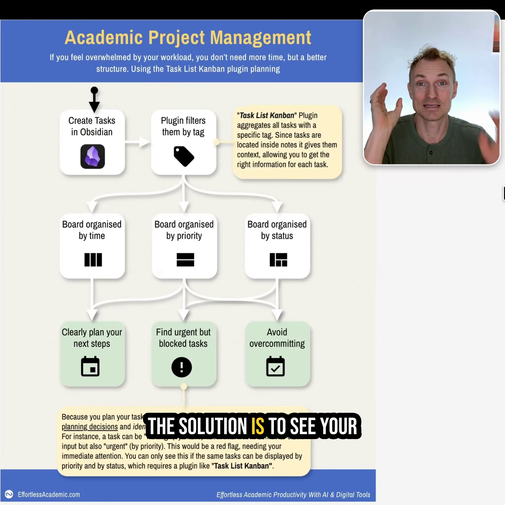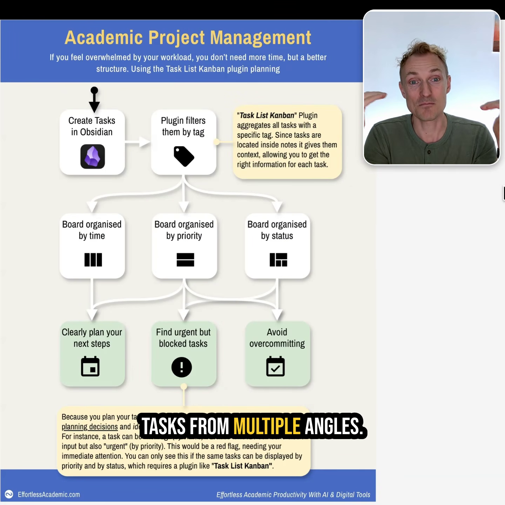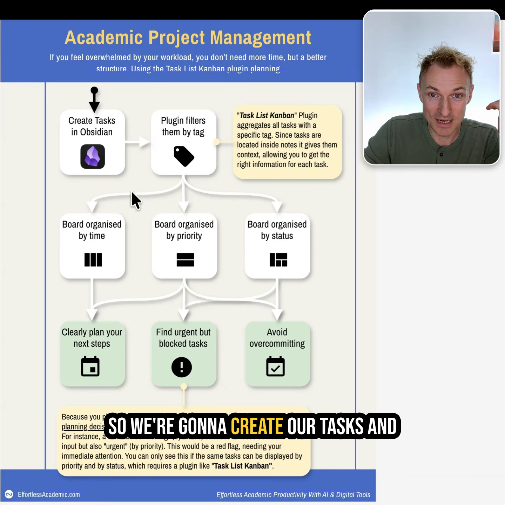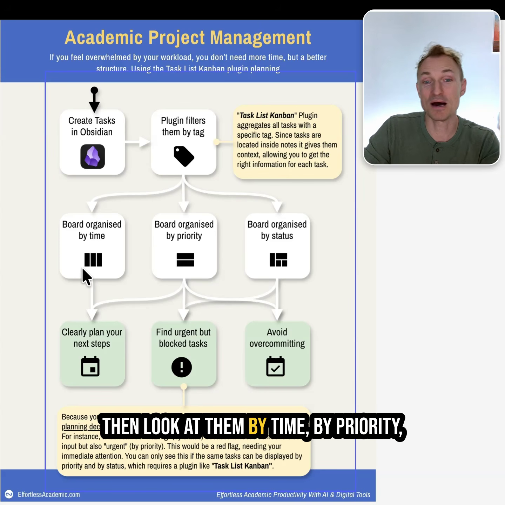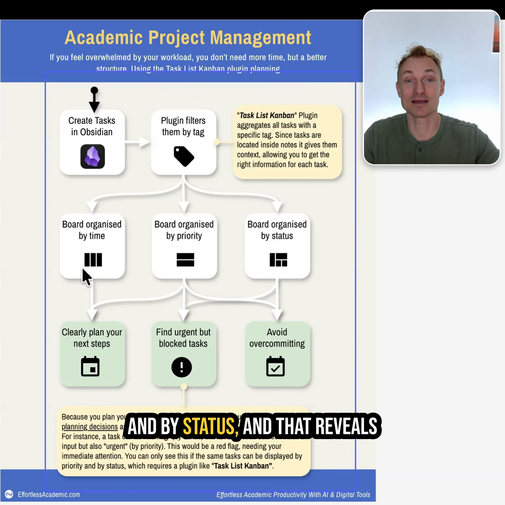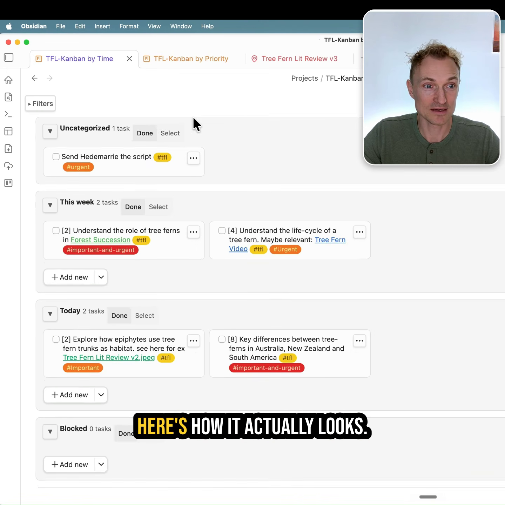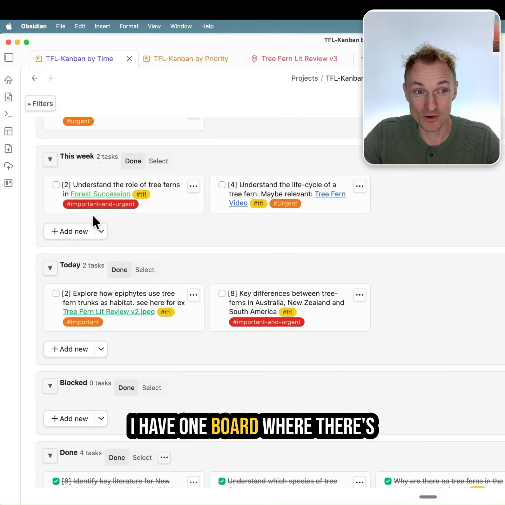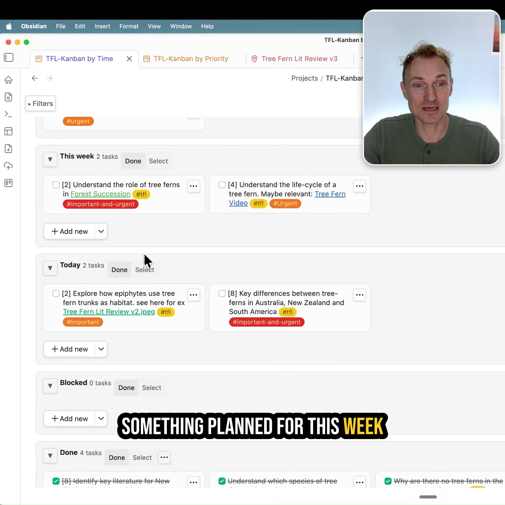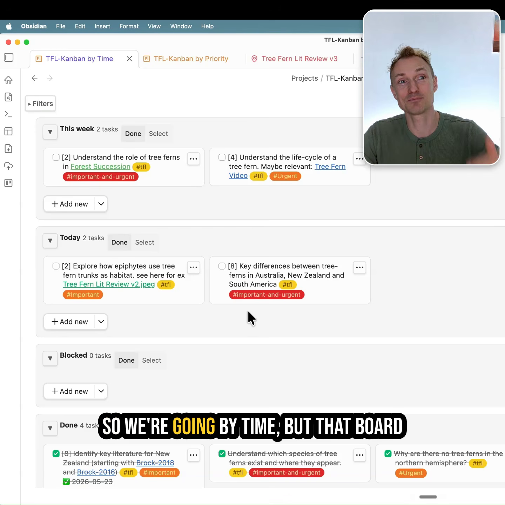The solution is to see your tasks from multiple angles. So we're going to create our tasks and then look at them by time, by priority, and by status. And that reveals the bottleneck of our planning. Here's how it actually looks. I have one board where there's something planned for this week and something planned for today. So we're going by time.